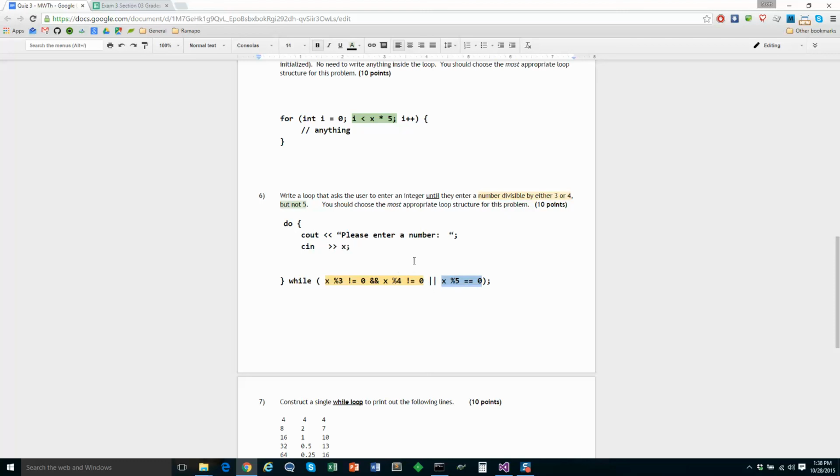If either side is true, it's always true. So no matter what happens over here, if this part is true, the whole while loop will be true, meaning we'll keep asking the user for another number. And you should probably have a better prompt here, but I didn't worry about that when I was grading it.